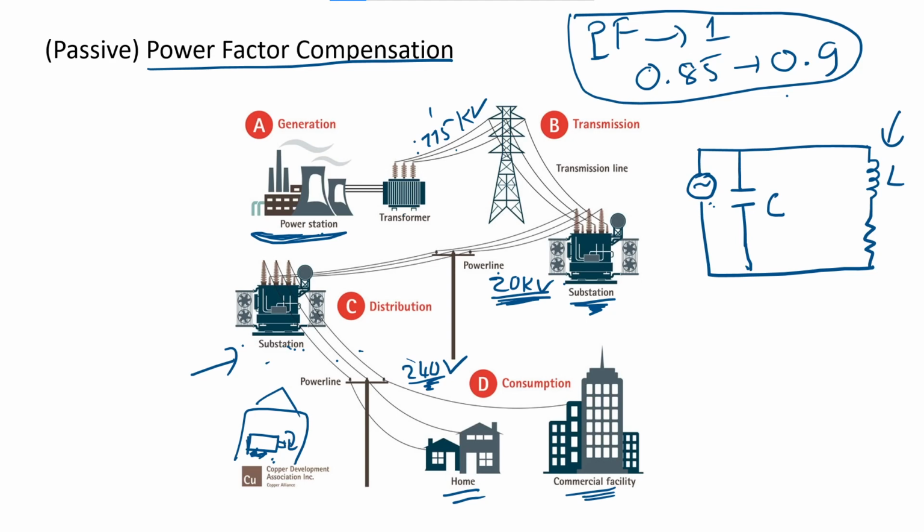Okay, so the next part is about passive power factor compensation. The idea is just like I said earlier. You use a capacitor to compensate the inductor. This is how you construct your circuit.